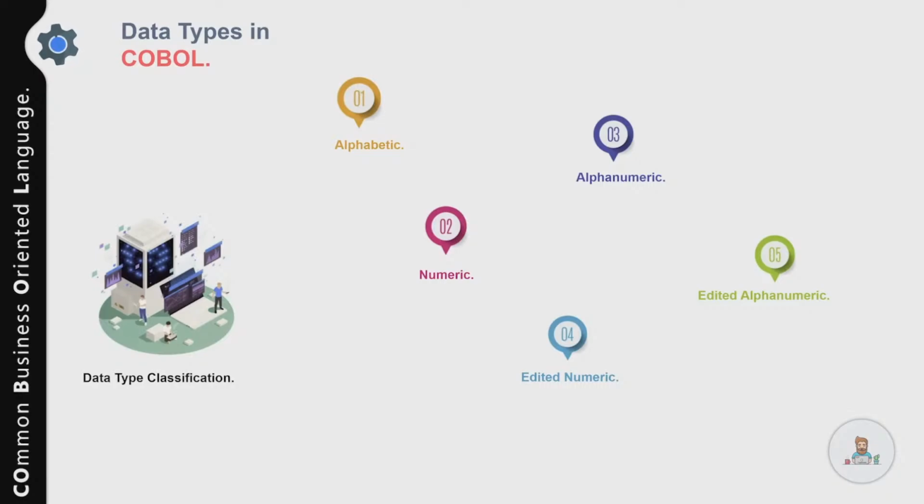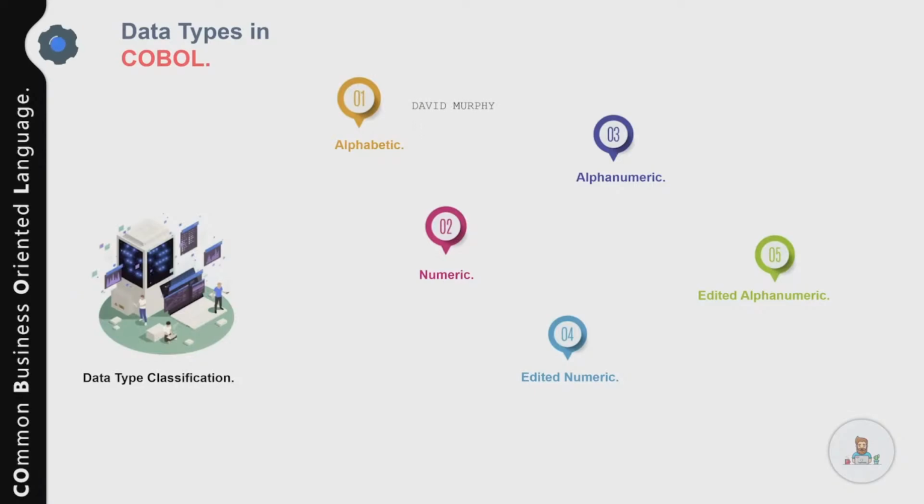There are 2 more additional categories of data type, which are edited numeric and edited alphanumeric, and these 2 categories are an extension of numeric and alphanumeric. Edited numeric is made up of digits and special characters. Edited alphanumeric is made up of letters, digits, and special characters. The important point to always remember is that edited numeric and edited alphanumeric are generally used for reporting or displaying data on your screens.